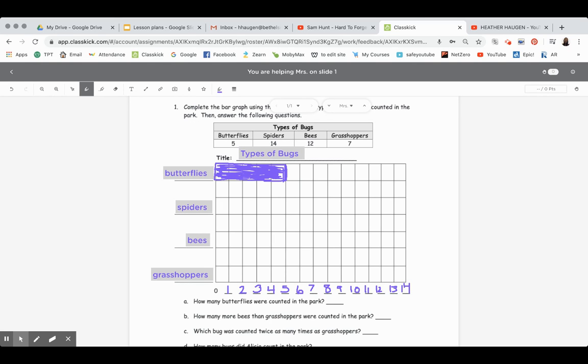We can see from the data table that spiders is the long one. So when we skip a row, then we can come down and we can make this whole entire row the spider row. So we're going to color in the 14 spiders.